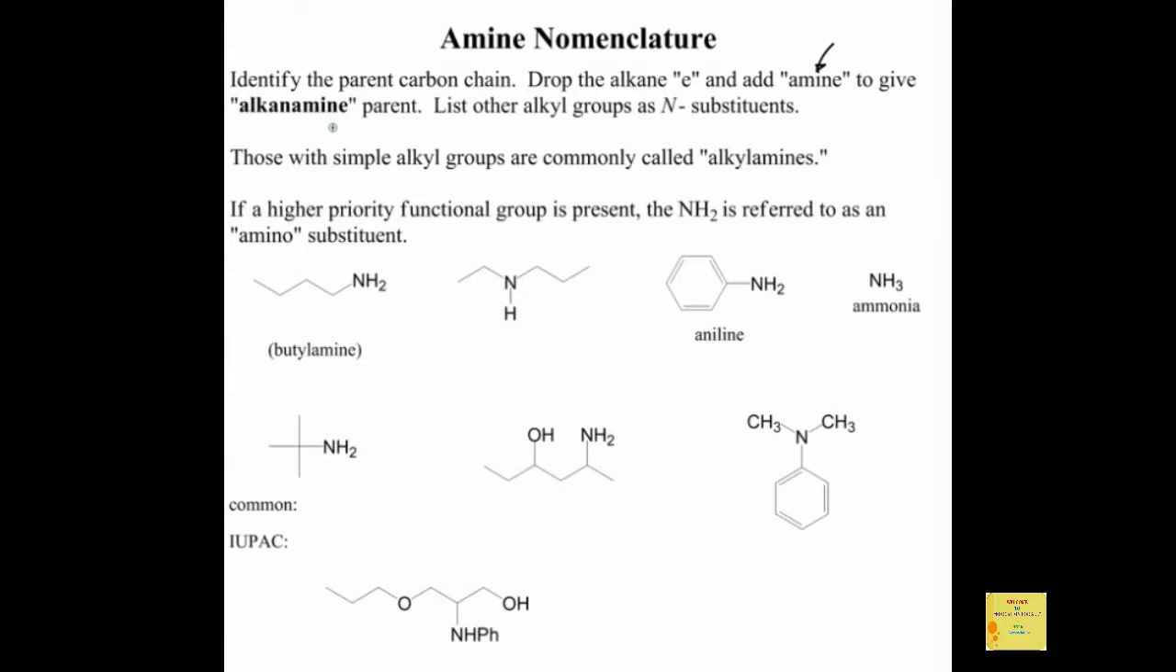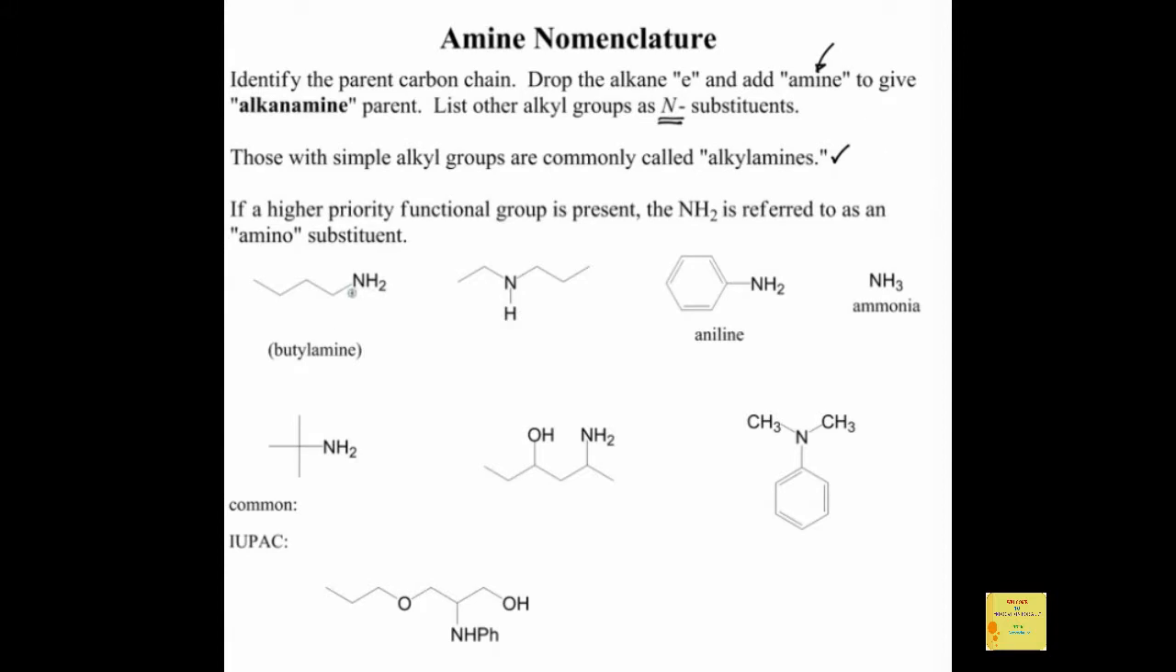The other alkyl groups would be described as substituents. And because they're attached to the nitrogen rather than a carbon chain, we don't give the number of the carbon. We just list a capital N to indicate where it's being substituted. Okay? Again, we'll find some common names that if it's a simple alkyl group, we'll just call it an alkylamine. We'll see some examples of that. And we'll also see some examples where maybe it's not the highest priority functional group.